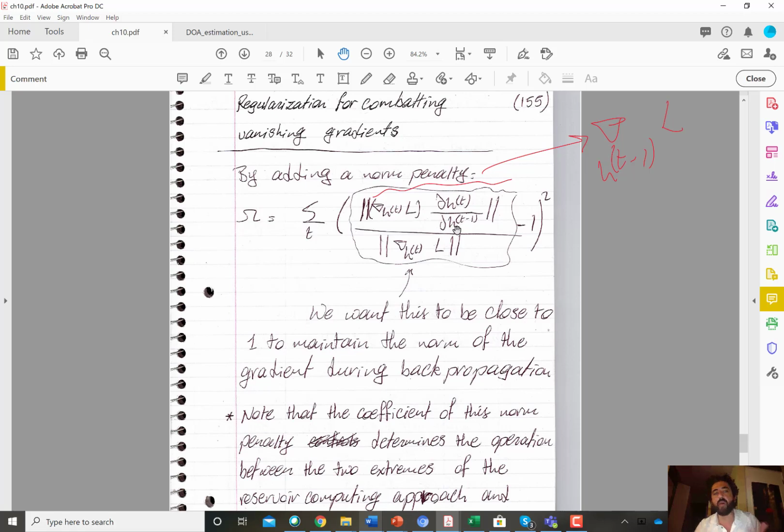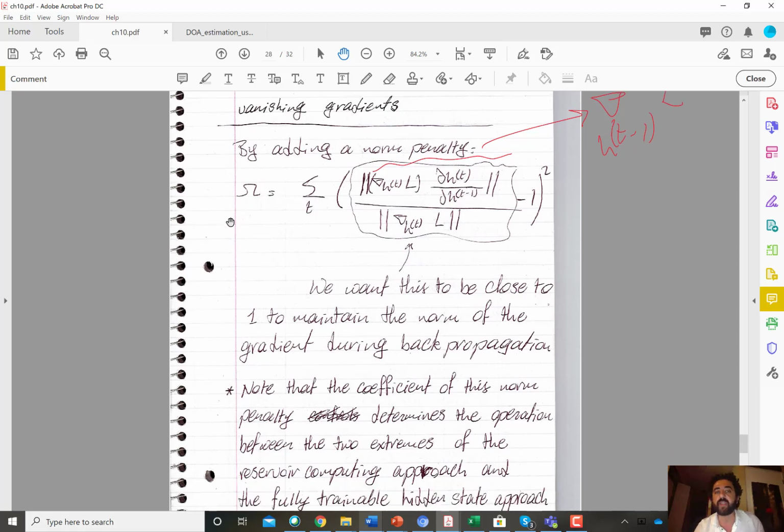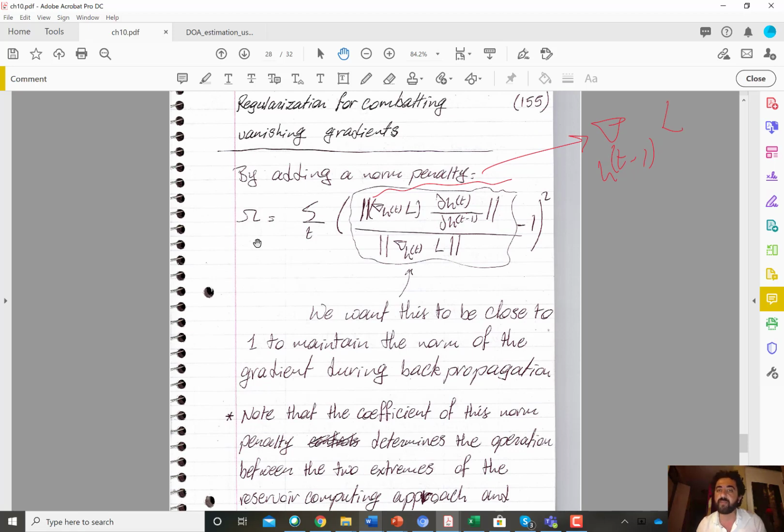So now let's come to this strategy. You basically regularize, and the condition of regularization is that you want the norm of the gradient after back propagation with respect to the state at time t minus 1 to be as close as possible to the norm of the gradient before the back propagation step, which is the gradient with respect to h of t. That way, when you are back propagating, you are not making a change to the norm of the gradient. Maybe you are making a change to the direction, but not to the magnitude.